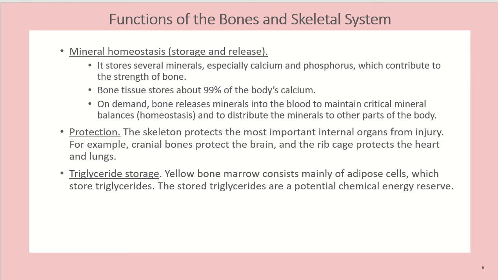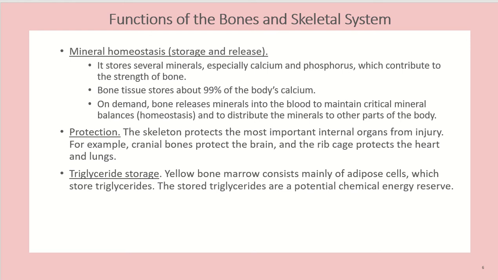So bone tissue is going to store about 99% of the body's calcium, and based on the demands of the body, bone is able to release these minerals into the blood in order to help to maintain that balance of mineral levels, to maintain homeostatic levels. And it's also going to be used to distribute the minerals to other parts of the body.